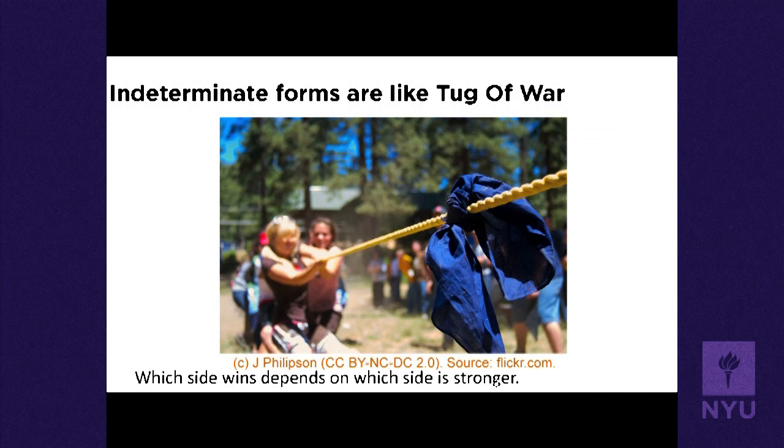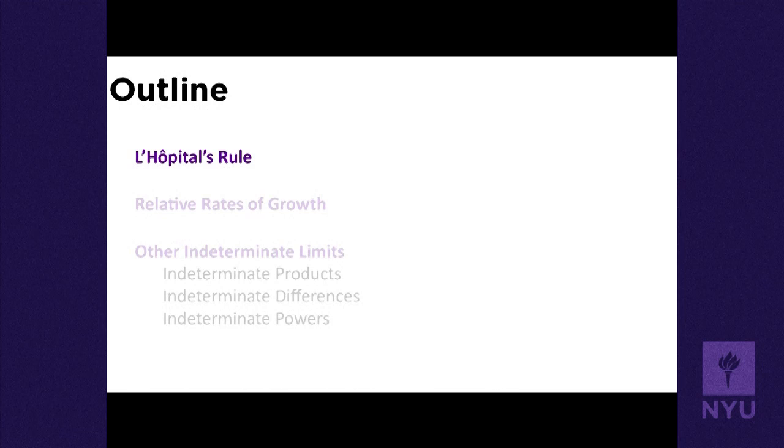The whole thing is kind of like a tug of war. If you've got one group of Boy Scouts tugging on one side, another group of Boy Scouts tugging on the other side, then whoever's going to win depends on which side is stronger. If you have a limit of a quotient, then the numerator of that quotient is pulling things larger. The denominator of the quotient is making things smaller. And so in the limit, it depends on which one is pulling harder than the other.